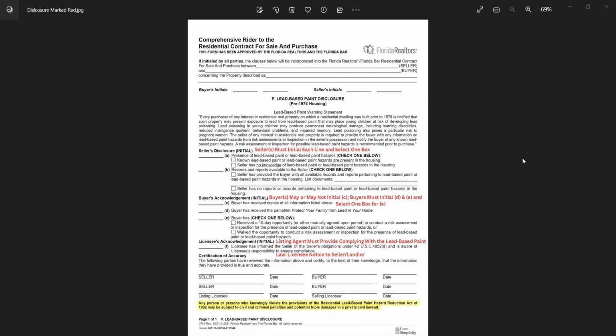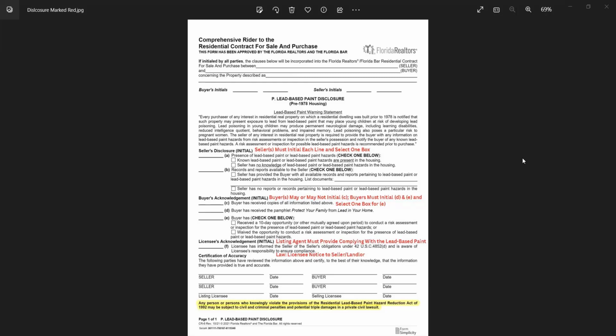We're going to start at the very top. It says this is the comprehensive rider to the residential contract for sale and purchase. So this goes along with not only the standard residential contract for sale and purchase, but also the as-is residential contract for sale and purchase. It says this form has been approved by Florida Realtors and the Florida Bar.